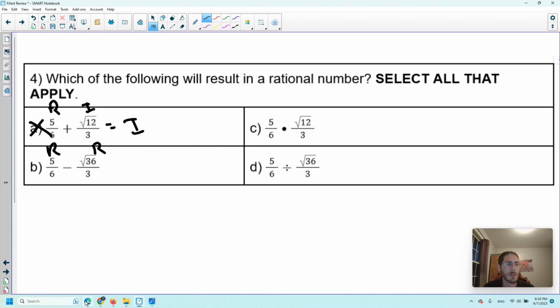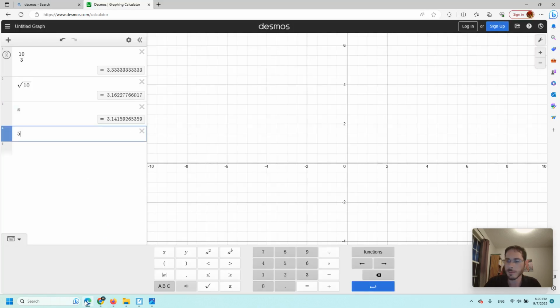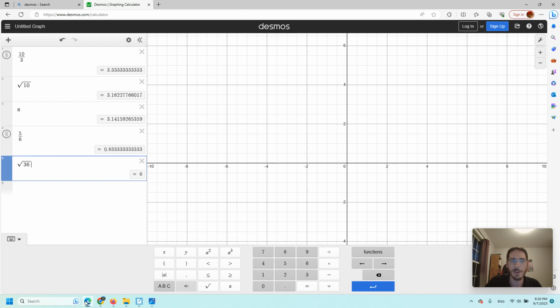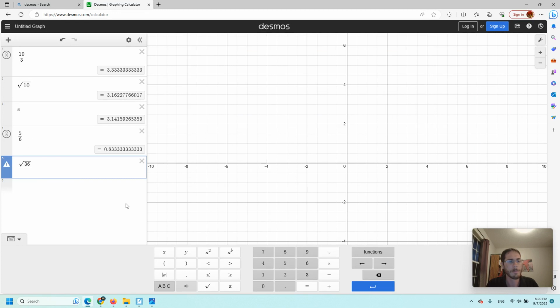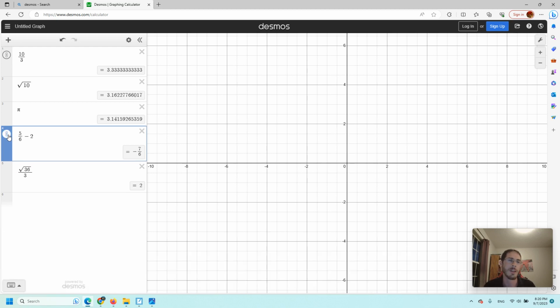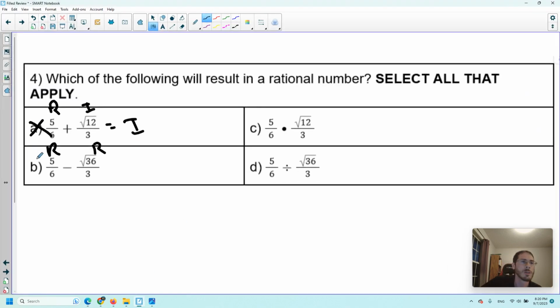The reason why, if we type it in, we got 5/6. We've got square root of 36, which now you can see why. Square root of 36 is just 6. That's really just like a different way to write the number 6 right here, over 3. It's 2, so if I do 5/6 minus 2, looks kind of weird, but I do have the fraction button, and it does make a fraction. We could write it as a fraction. We could write it as negative 7/6. So we actually do want to pick that one because a rational minus a rational is always going to be a rational.